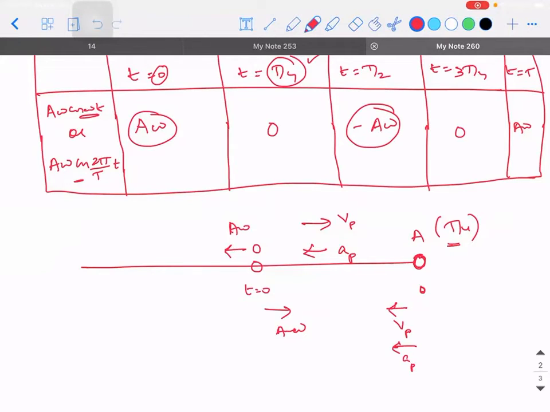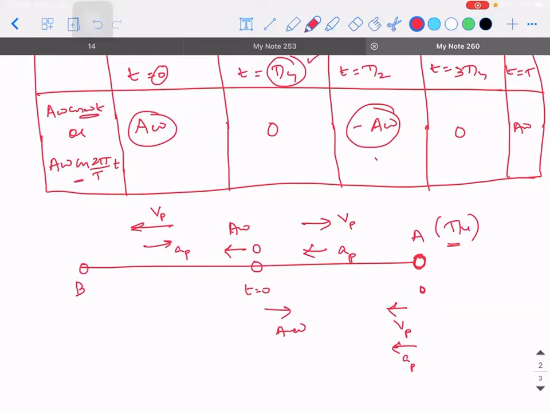Again, when it is going from O to B, what is happening to the particle? The velocity of the particle is in this direction. Acceleration is in the opposite direction. Again, simple harmonic motion definition. Whether it is from O to B or B to O, acceleration is always towards the center. Again, it is retarding.